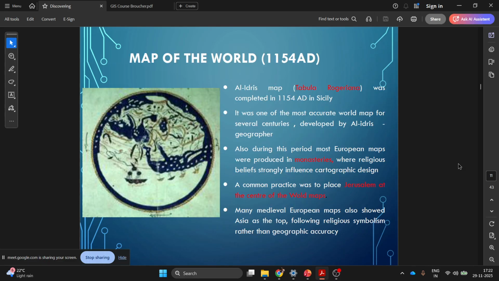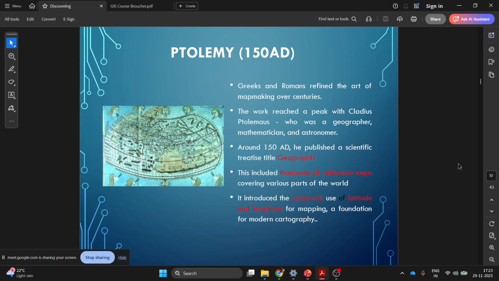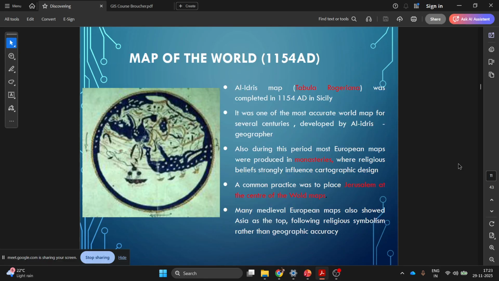And also, a map of the world was developed in 1154 AD. This is called the Al-Idrisi map. It is called Tabula Rogeriana, and was completed in 1154 AD in Sicily. It was one of the most accurate world maps for several centuries. So after Ptolemy, the 1154 AD maps were developed, and it is one of the accurate representations of that particular area. Somewhat, they have tried to make this map to a proper scale.